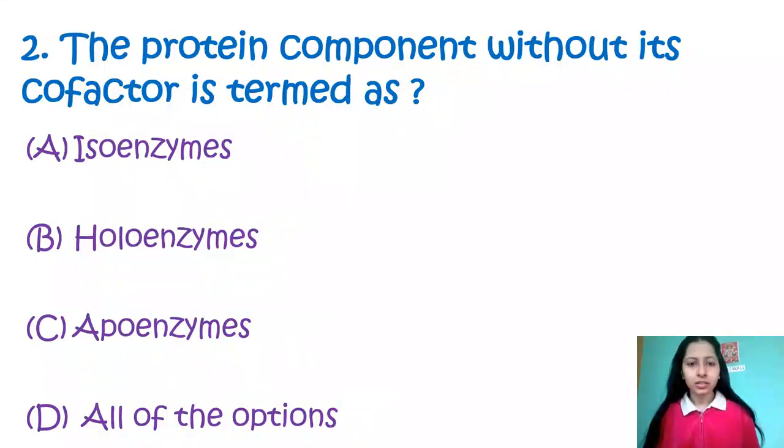Question number 2. The protein component without its cofactor is termed as option A isoenzyme, option B holoenzyme, option C apoenzyme, option D all of these. So the protein component without its cofactor. Isoenzyme is actually the enzyme that differs in the amino acid sequence, but it catalyzes the same chemical reactions. And holoenzyme is a protein component with its cofactor. So my correct option will be apoenzyme, that is a protein component without its cofactor. That is option number C.